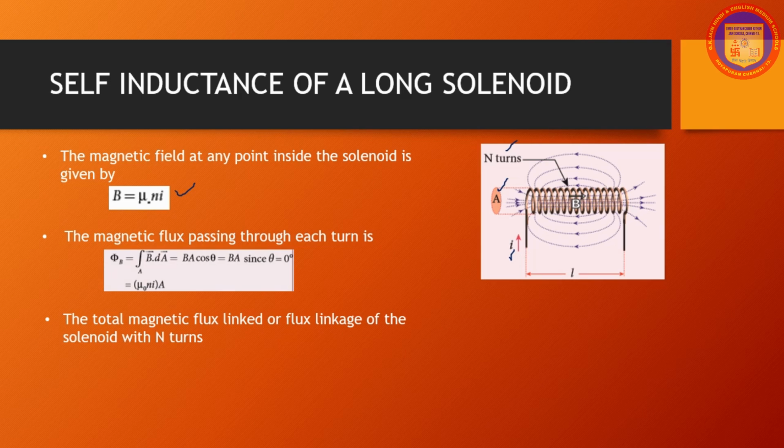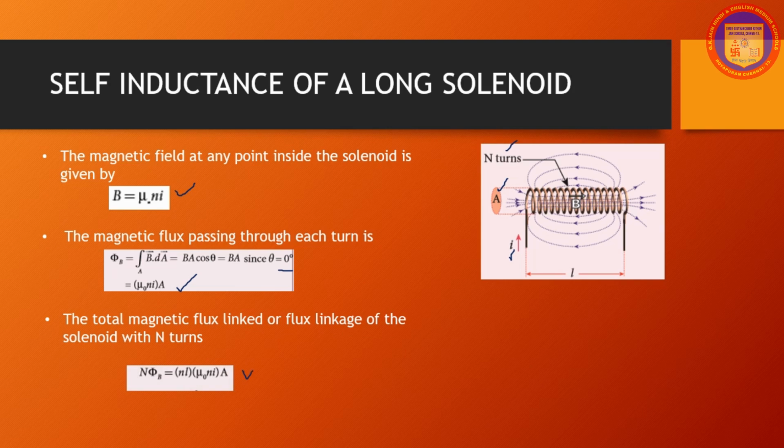So B vector dot dA vector is equal to BA cos theta, which is equal to BA because theta is equal to 0, and cos 0 value is 1. So mu naught nIA is the value for phi B. The total magnetic flux linked, or flux linkage, of the solenoid with N turns is given as N phi B.